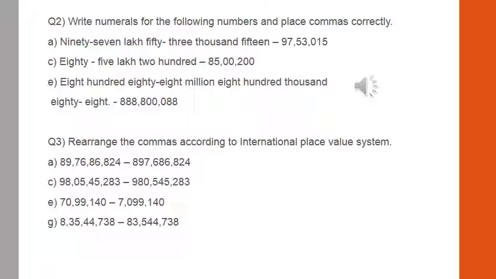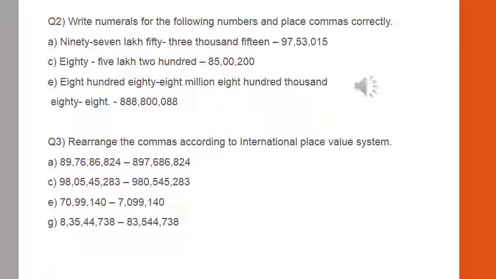In the Indian place value system, if we leave the ones period, then in the rest we put a comma after every 2 places. But in the international system, we put commas after every 3 digits. That means the number will become: after the first 897 a comma comes, then after 686 a comma comes, then 824 stays as it is. Same in the next, C part: after 980 a comma comes because we are taking 3 digits, then after 545 a comma comes and 283 as it is.